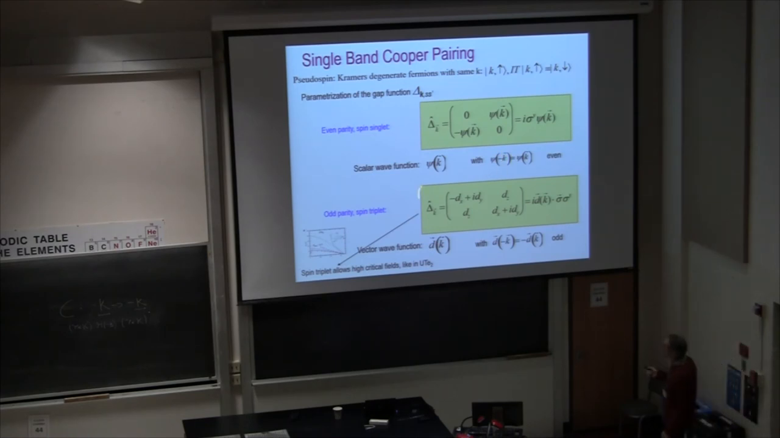But then, of course, there's this other possibility. We can make spin triplet Cooper pairs, meaning we can, for example, pair a state at k with spin up and another at minus k also with spin up.